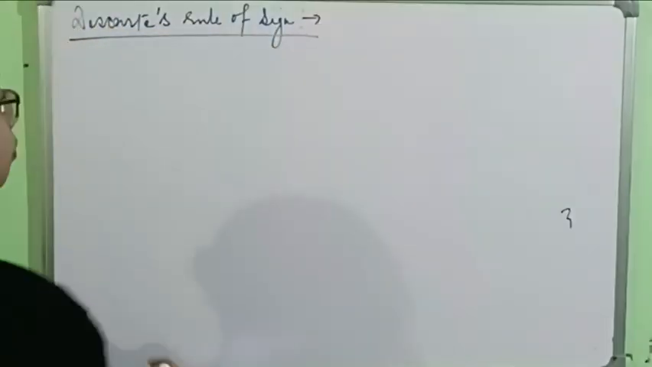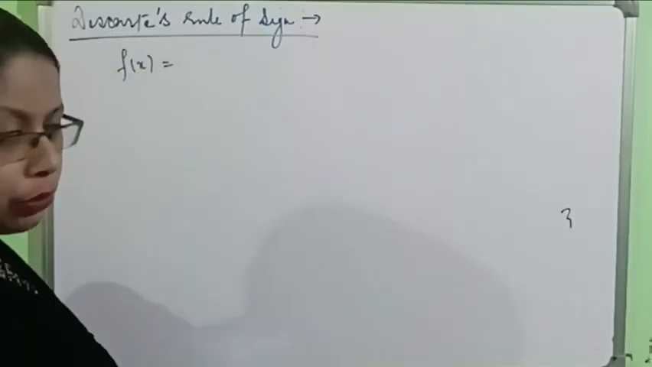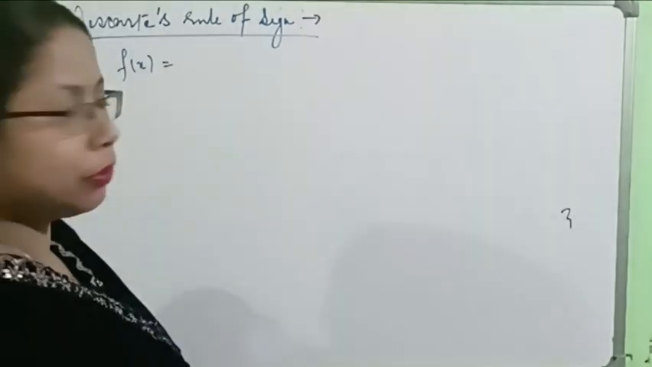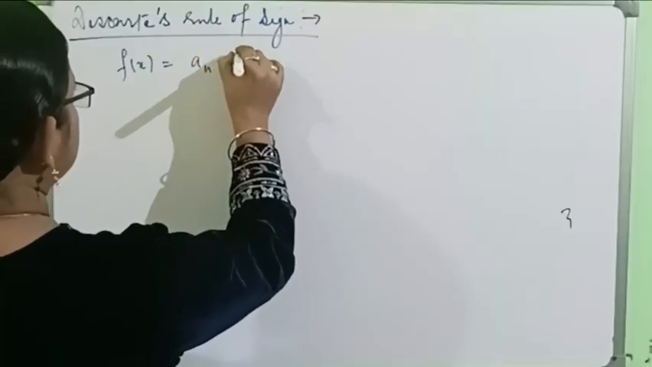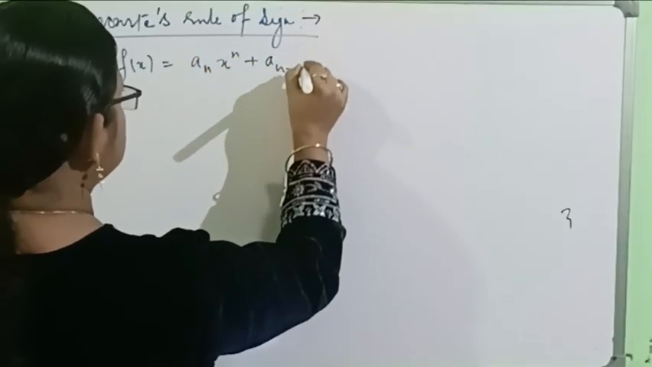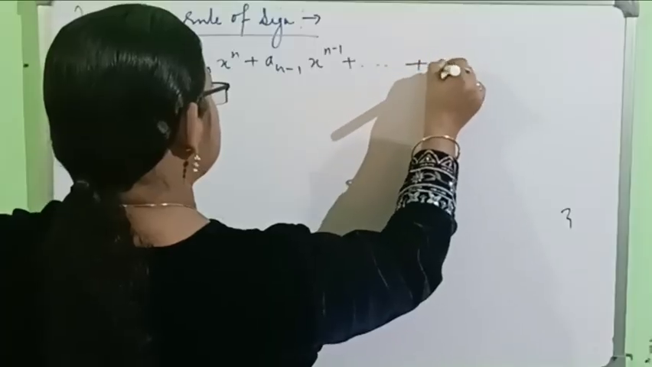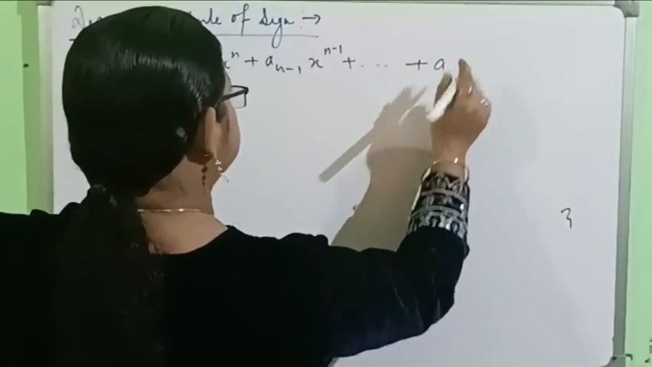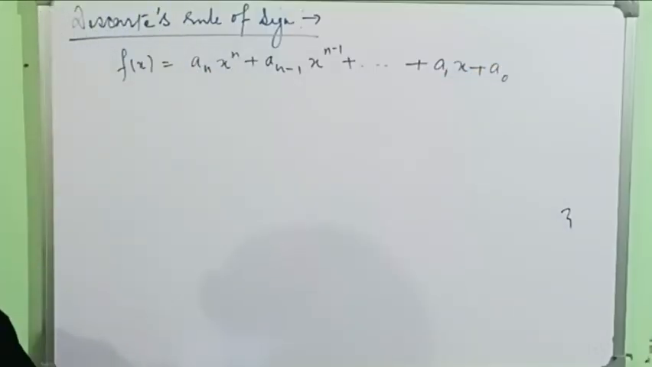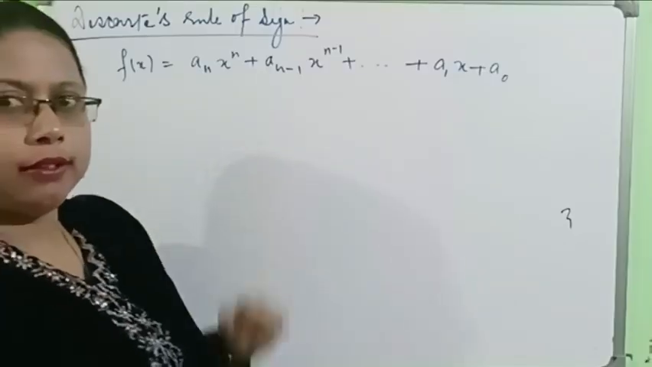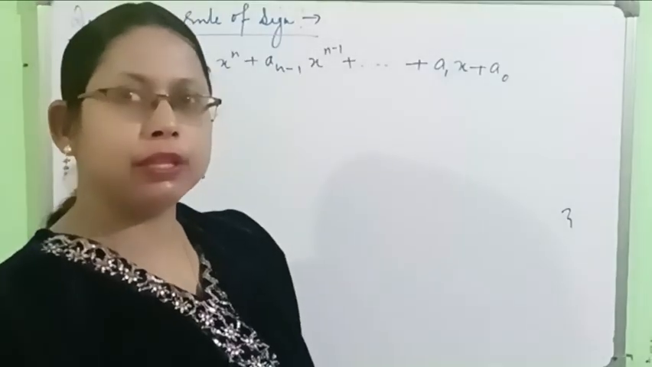Suppose we have a polynomial f(x). If we equate the polynomial to 0, we will get the roots or zeros of the function. Suppose we have a function f(x) = a_n x^n + a_(n-1) x^(n-1) + ... + a_1 x + a_0. Okay, this is an algebraic equation. If we equate this to 0, we will get the roots of this function.